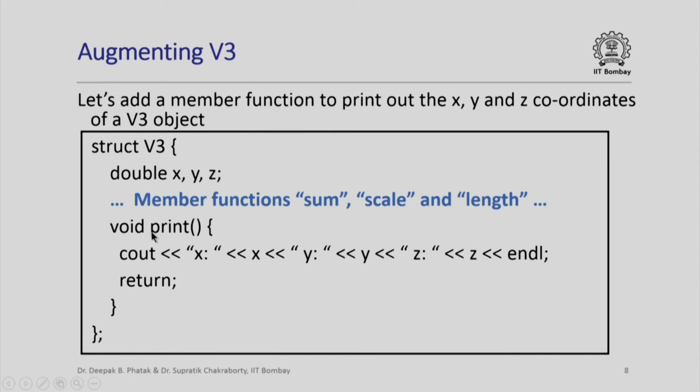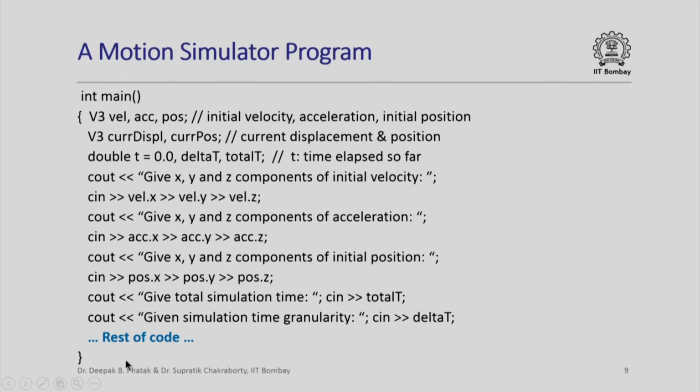So you can see that the use of such a member function actually acts as an interface to access the values of different members of an object and to print them out without actually directly accessing those members from the program. So we have added this simple print function over here. This is a member function of the structure V3. Now here is a simple outline of a possible motion simulator program. We have three three-dimensional vectors, velocity, acceleration, position, which are going to denote the initial velocity, the acceleration and the initial position.